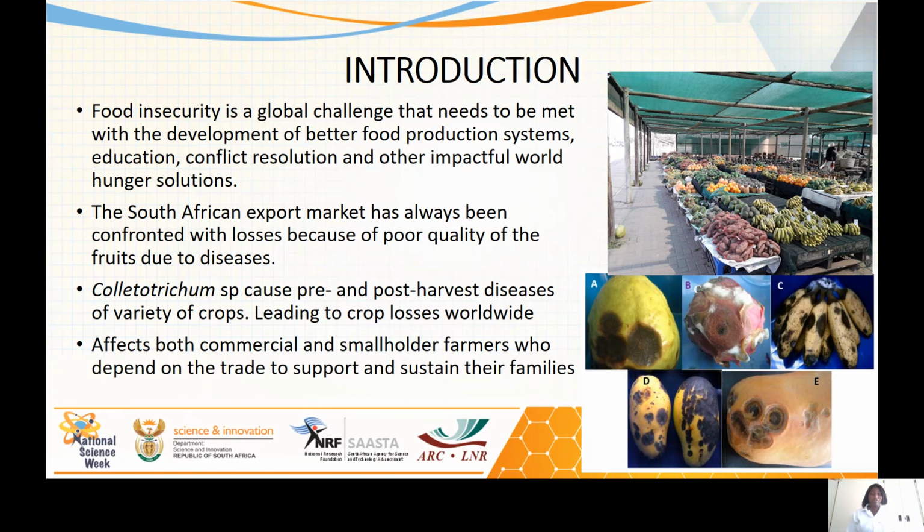South Africa's export market has always been confronted with losses due to poor quality of the fruit because of diseases. The diseases caused by Colletotrichum, such as pre- and post-harvest diseases of a variety of crops, lead to crop losses worldwide. The post-harvest diseases do not only affect commercial farmers, but also the smallholder farmers who depend on the trade to support and sustain their families.